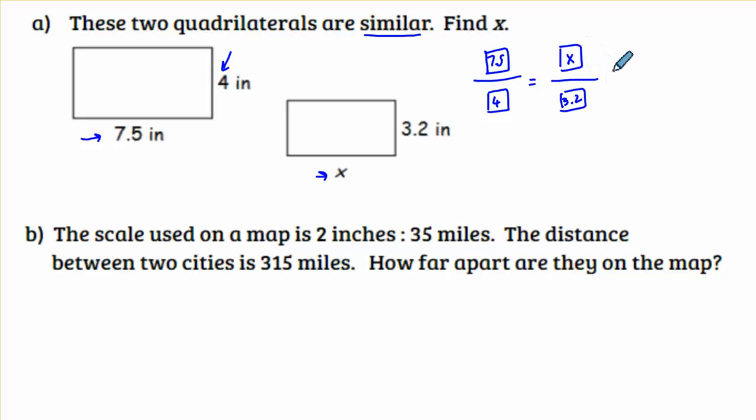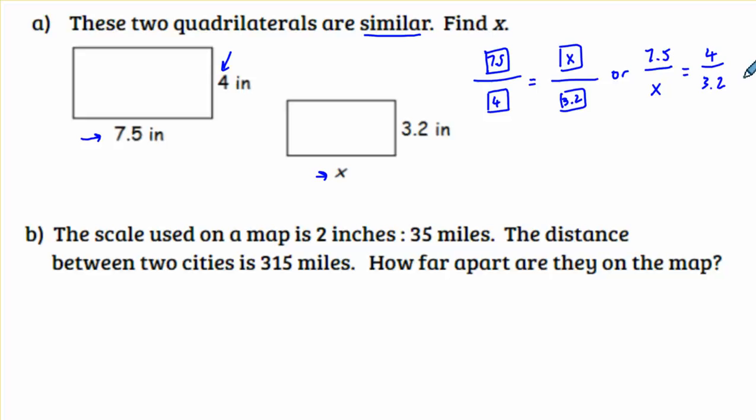Another way you could have done it is you could have said, well, I'm going to go bottom to bottom. So I would do 7.5 is to x as right is to right. But remember, we started off with the bigger rectangle, and so it would have to be 4 is to 3.2.